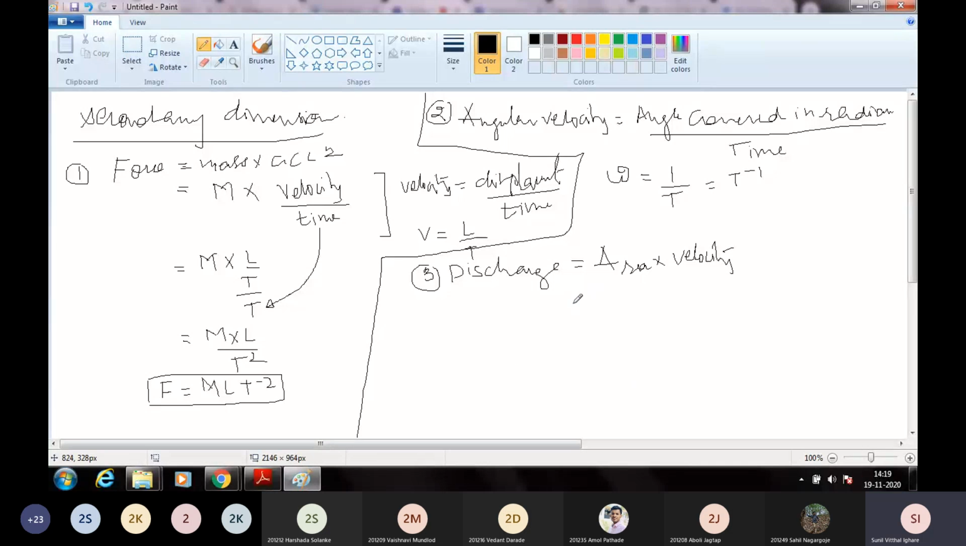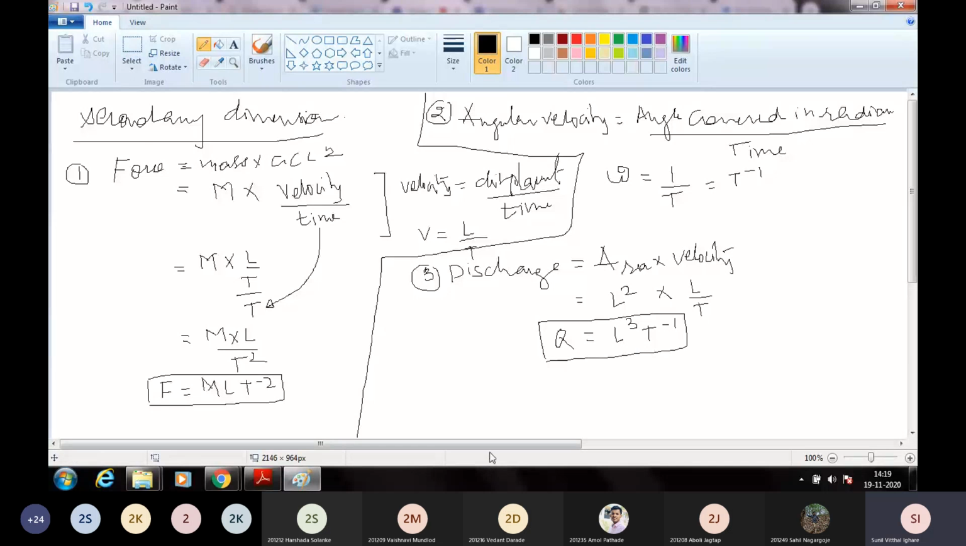So how to write this area? Area is what? That is length into length. Can I write L square? Yes. Length into length, L square, multiplied by velocity, we just have written L divided by T. So if we simplify this, can I write this as L cube and T raised to power minus 1? Discharge we are denoting it by Q. So discharge we can write this as L cube T raised to power minus 1.